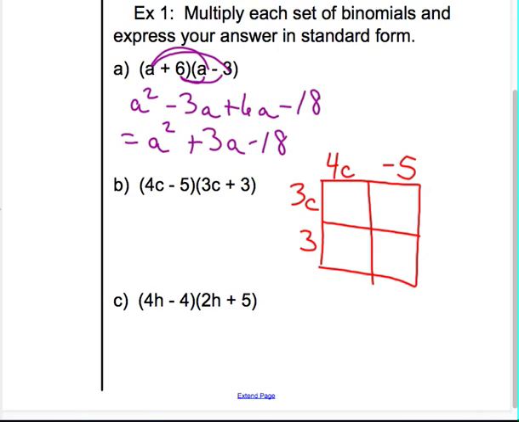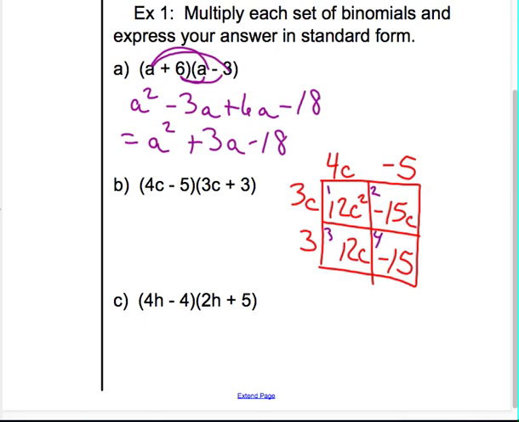So in my first box here, I'm multiplying 3c times 4c. 3 times 4 gives me 12. C times c gives me c squared. In my second box, I have 3c times -5 gives me -15c. In my third box, I have 3 times 4c, which is 12c. And in my fourth box, I have -5 times 3, which is -15.